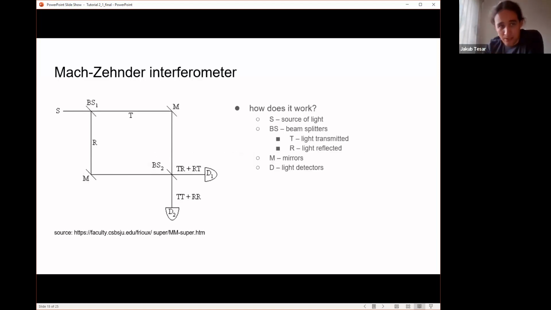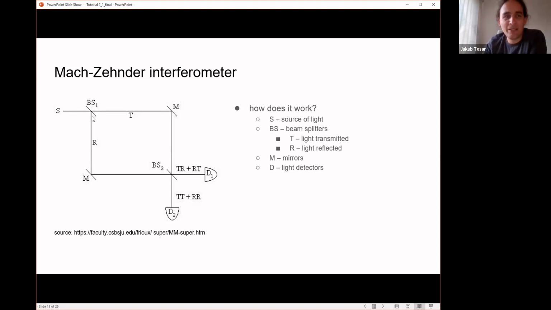So how does it look? I first have the schematics here, and then I will give you a picture of how it looks in the lab. But you basically have a source of light here, S. Then you have this beam splitter, which is a half mirror, or how is it called in English? Basically, a mirror that allows half of the light to go through and half is reflected in the orthogonal direction. Yeah, so it's a beam splitter.